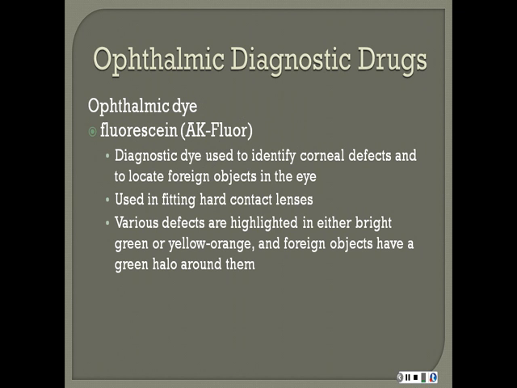So the ophthalmic dyes, this is known as fluorescein. These are used to identify corneal defects and to locate foreign objects within the eye. They're also used sometimes for fitting hard contact lenses. What happens is they put this dye in the eye, and then the various defects are highlighted in either a bright green or a yellow-orange. And foreign objects have this green halo around them. So they'll put this dye in the eye, and then they'll look at the eye with a light, and then they'll be able to see these highlighted areas to identify where the problem is.